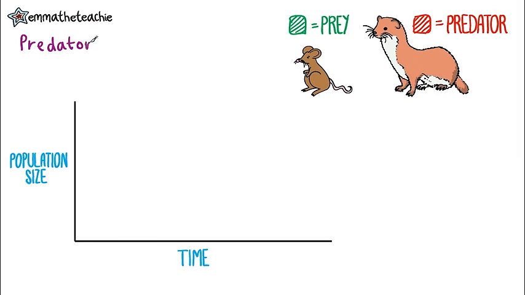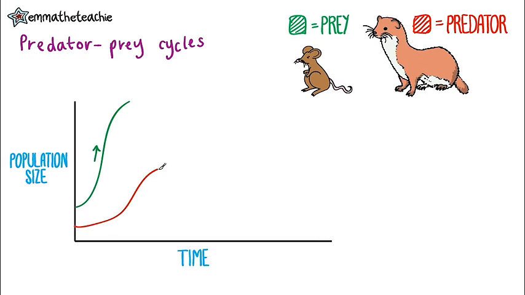Now let's look in more detail at predator-prey feeding cycles. If the prey, like this mouse, has access to lots of food, then its numbers will rise as more individuals survive and reproduce. We'll use green to represent prey. But if the predator now has a larger food source, it will be more successful too, so its population will increase as well. And we'll use red for the predator.